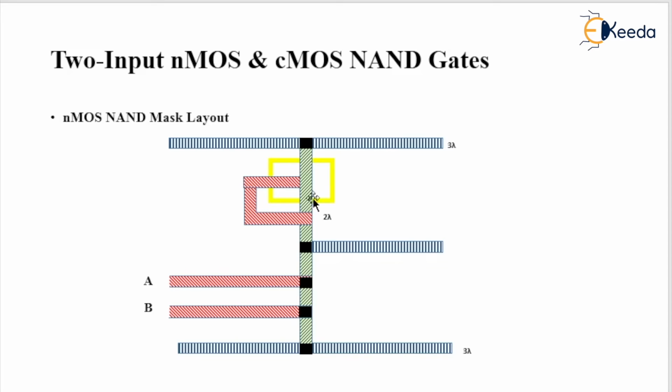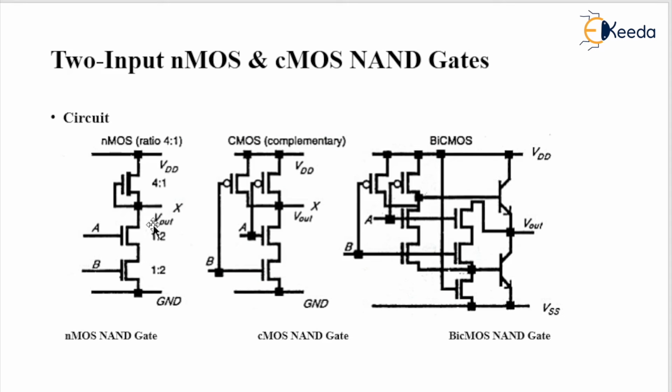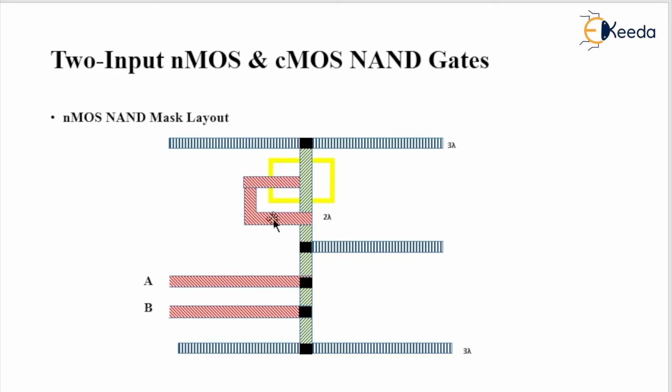Here the gate to source is short circuited. The same thing I did here: the gate and source are short circuited with the help of polysilicon, the red color. When this poly crosses this diffusion, a transistor exists there. But what type of transistor is this? The implantation is represented with yellow color, so this is a depletion MOSFET, right? So this is all about the NMOS NAND mask layout.